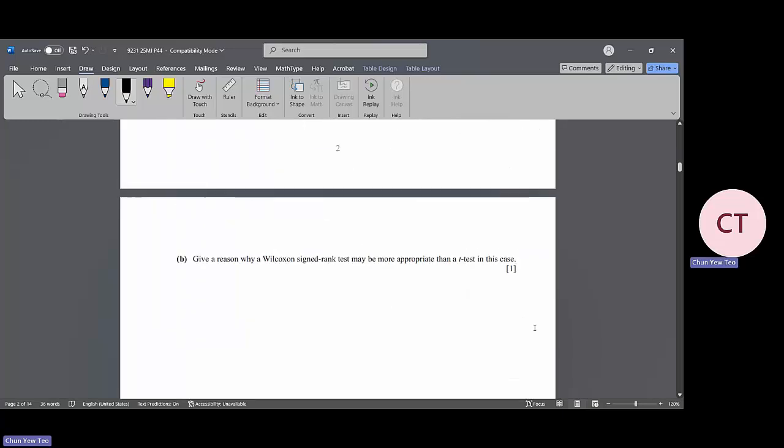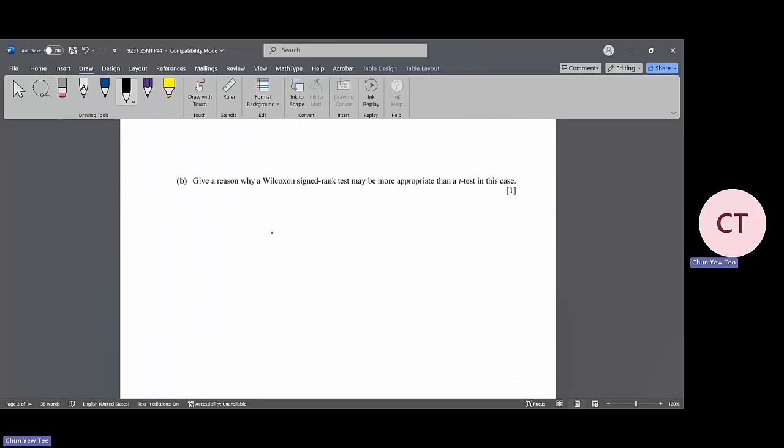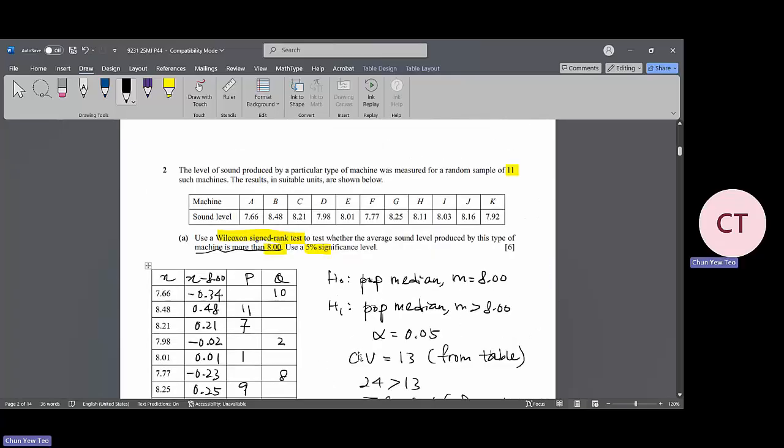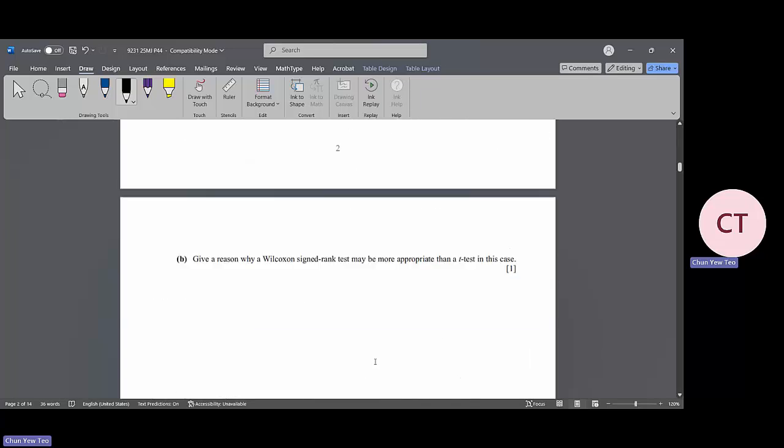Now move on. 2B. Give a reason why the Wilcoxon signed rank test may be more appropriate than the t-test. So we all should know that the t-test, the criteria is that the underlying distribution must be normal. Okay, normal distributions. Does the question mention that the data is collected from a normal distribution? Actually, the question did not mention at all. Okay, you can see the question, they did not mention anything about normal distributions. So this is the reason.